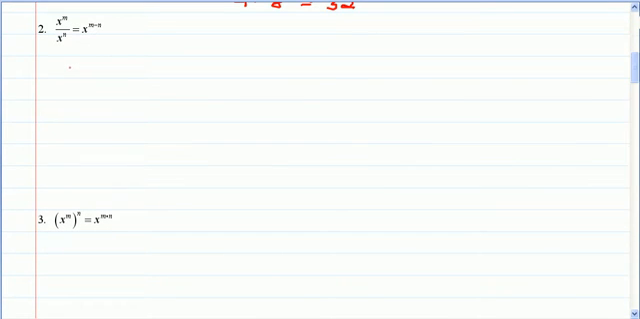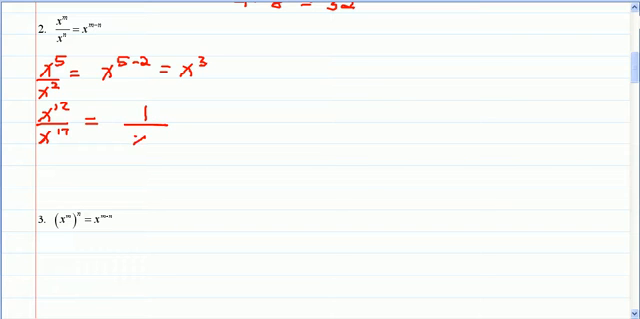The second property of exponents says that when you're dividing two numbers with the same base, you subtract the exponents. So if you had x to the fifth over x squared, you always want to start with the higher exponent. Since your bases are the same, it's x to the 5 minus 2, which is x to the third. Since the larger exponent was in the numerator, my answer is in the numerator, whereas if I had x to the 12th over x to the 17th, since the larger exponent is in the denominator, I still subtract them, but I write this as 1 over x to the fifth.